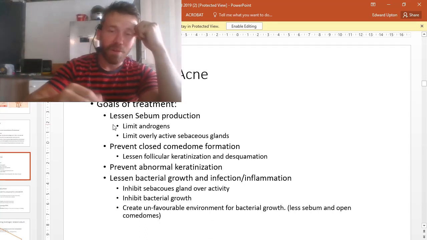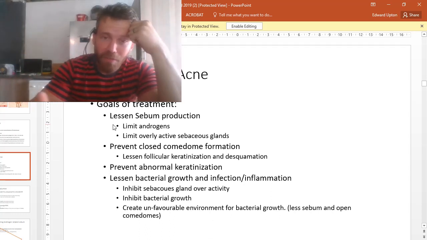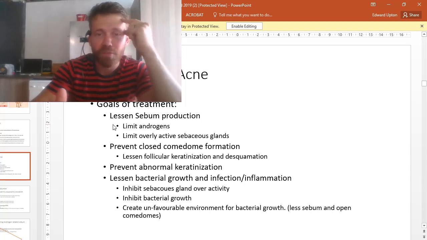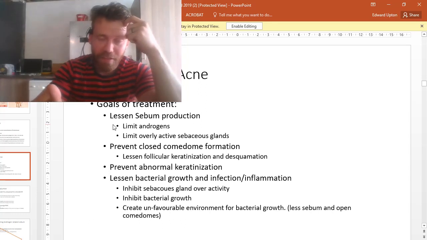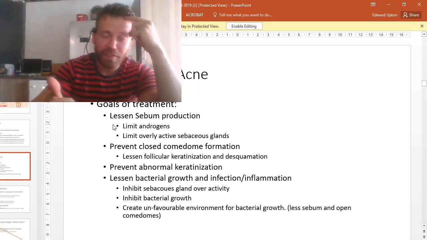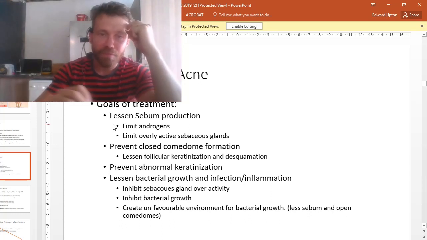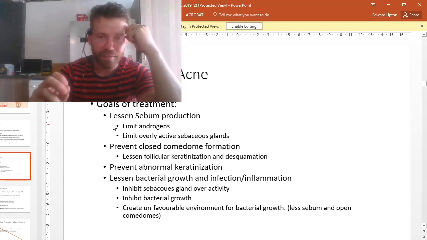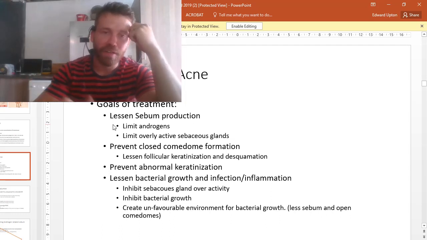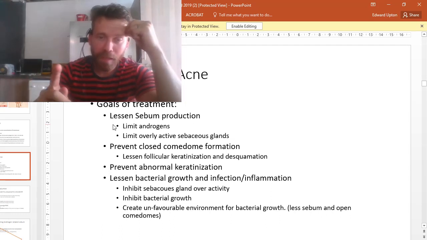We can try and prevent the closed comedone from actually forming, so we can lessen the follicular keratinization and desquamation, so the abnormal growth of keratinocytes within the follicle and the abnormal shedding of keratinocytes within the follicle. Because remember, as they're shedding, they're plugging this hole, so we want to prevent this abnormal keratinization and desquamation, abnormal growth and shedding of skin cells. Same thing there again, preventing abnormal.